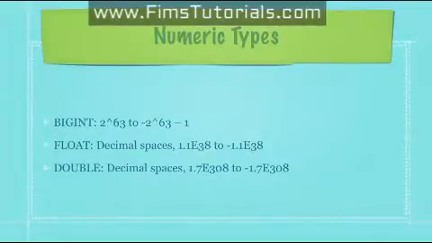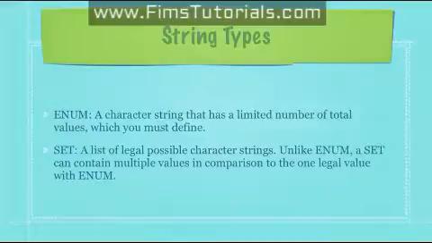More numeric types, you have big integers. You can see there the minimum and maximums. Floats, which is what you're going to use with decimals, as well as doubles. Then you have your string types. You're going to have enumerated types, which is just like you saw there. Whenever you know that you're going to have a limited number of possible values like male or female, enumerated type works well. And then you have sets, which I'm actually going to skip over in this part of the tutorial, which is just going to be a list of legal possible character strings.